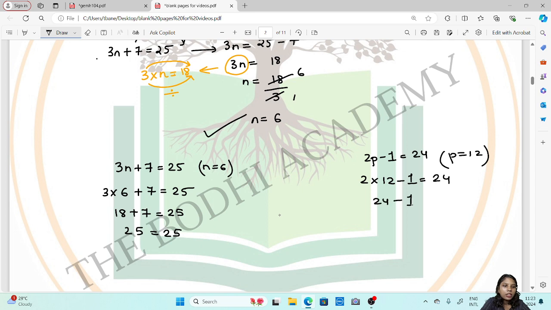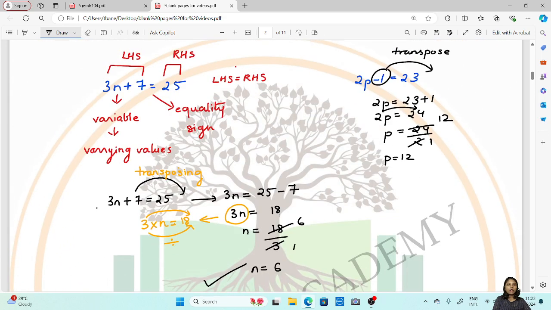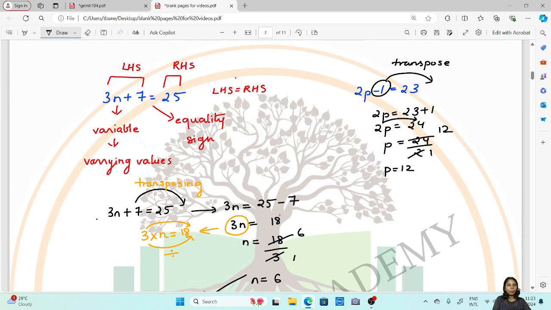24 minus 1. So this is 24. Here we are getting now 23 equals 24. That means something is wrong in our problem. So let's go back and look. So this becomes 23 plus 21. This is 24. 24 upon 2.